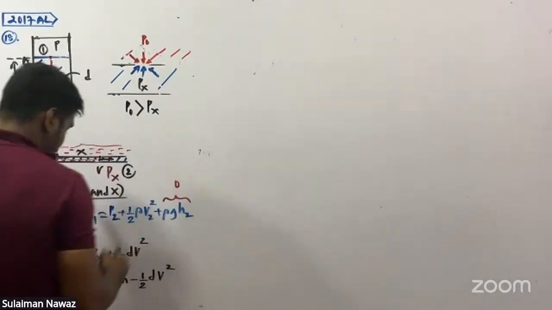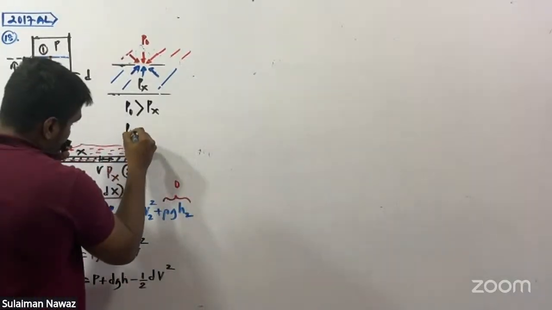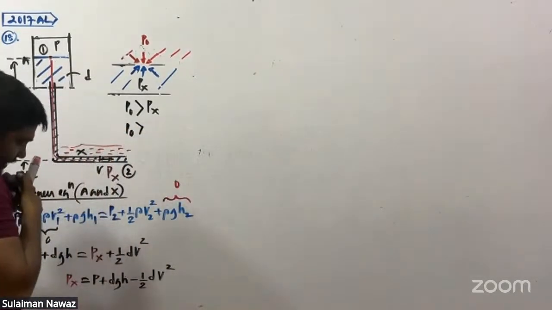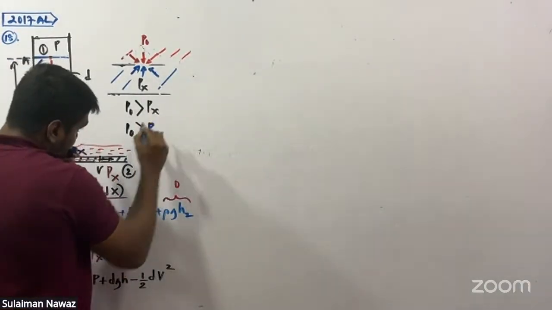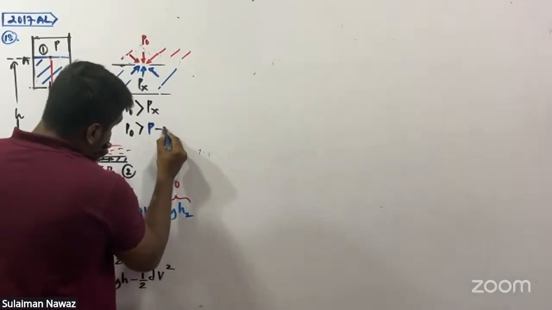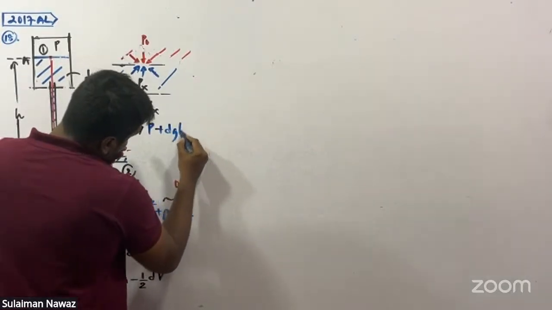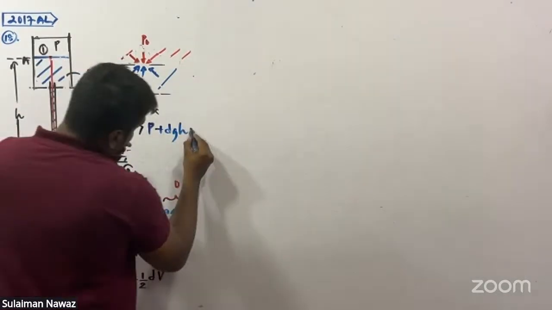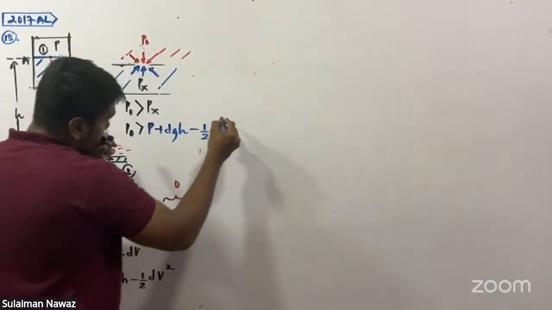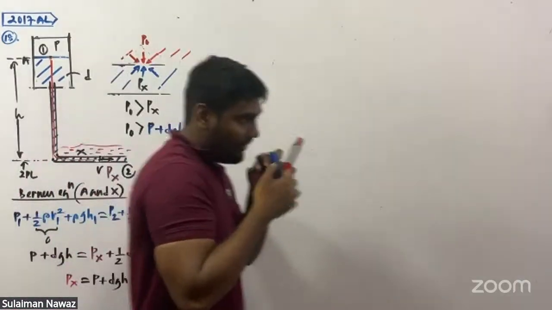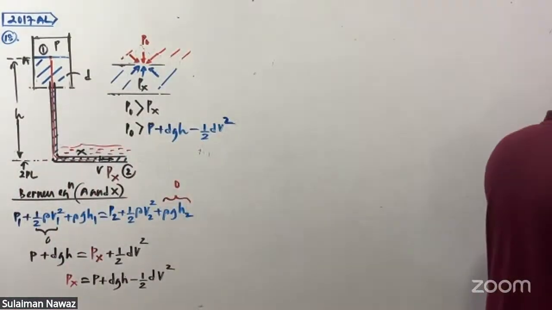Here I wrote something: P naught greater than Px. Px means what? Px means capital P plus dgh minus half dv squared. And now you want to modify this inequality according to the given inequality.